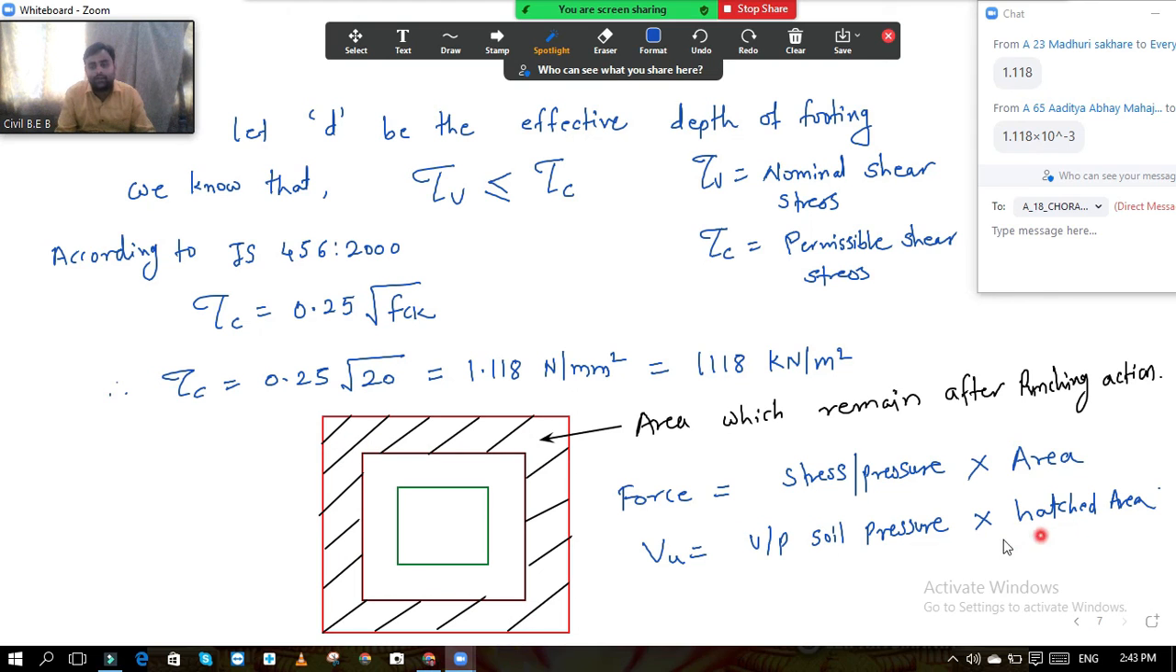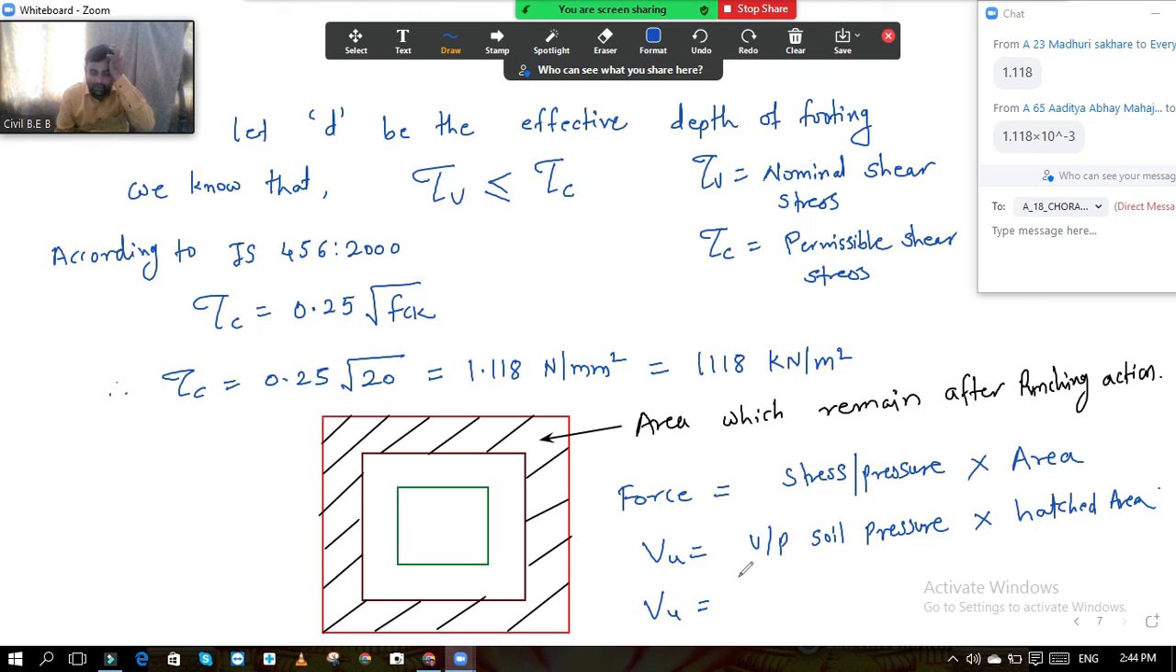That is why we have taken the shear force on this remaining area, and we want to calculate the force. That is why we are using the formula stress into area. Stress is nothing but your upward soil pressure, whatever soil pressure is exerted there, and area is this remaining hatched area. So here I can write VU is equal to this upward soil pressure.